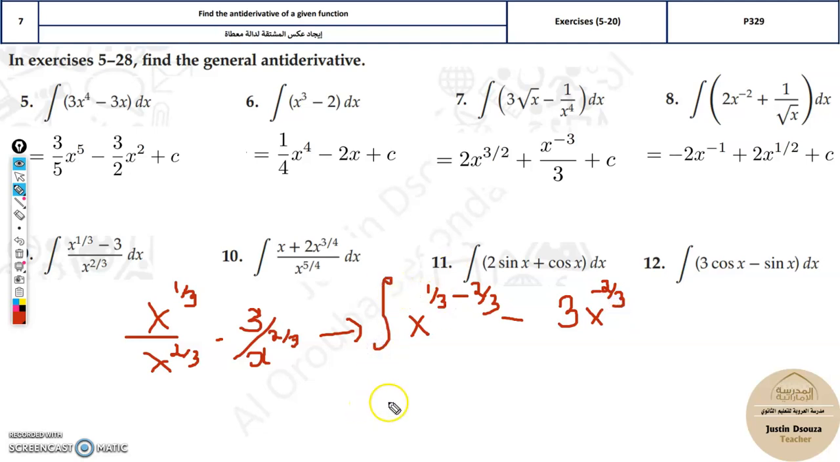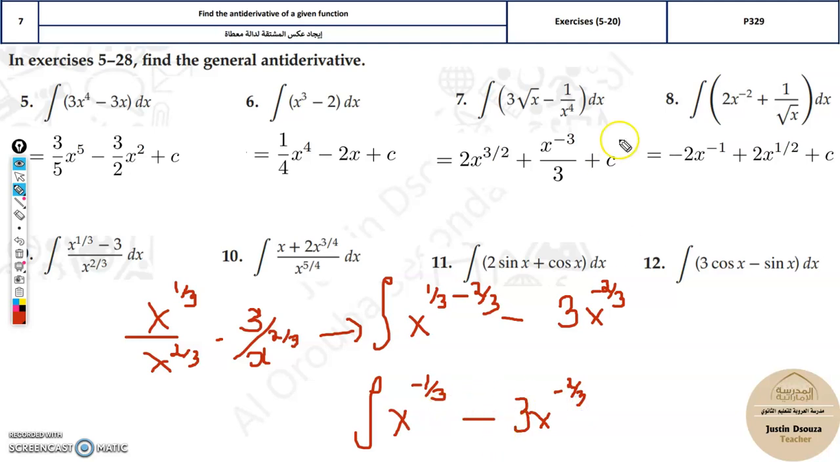Now you need to integrate these. Integration of, see, 1 by 3 minus 2 by 3 would be negative 1 by 3. If you cannot do it in your mind, you can do it in a calculator, but the mind way is easy. The denominator is the same, 3 and 3. So write the denominator, do 1 minus 2, that is minus 1. Now x to the power minus 2 by 3.